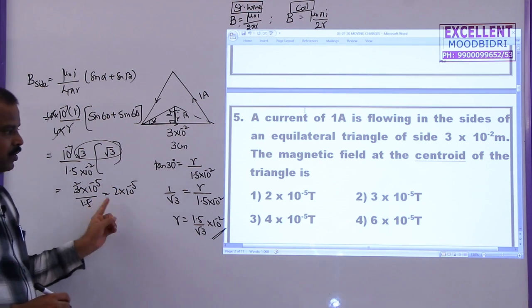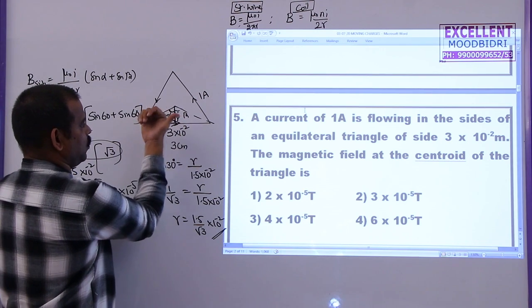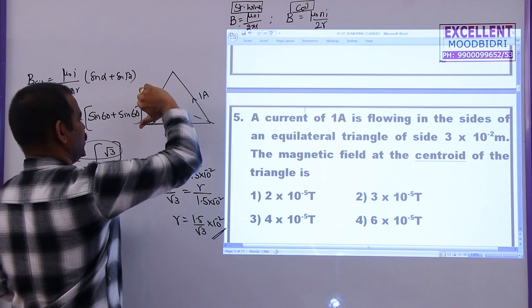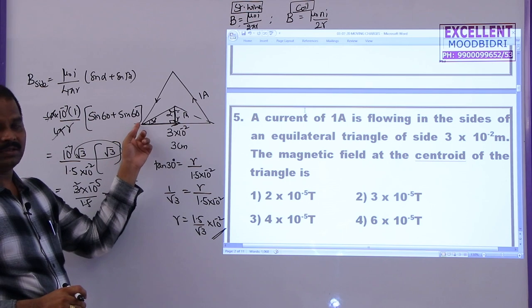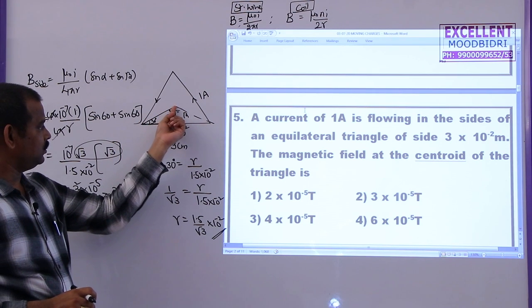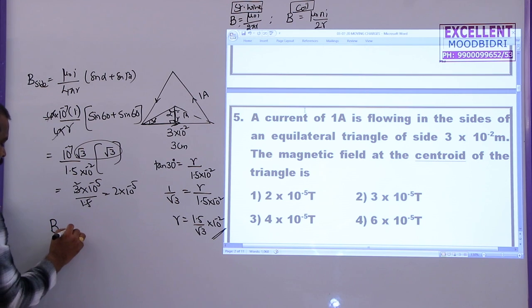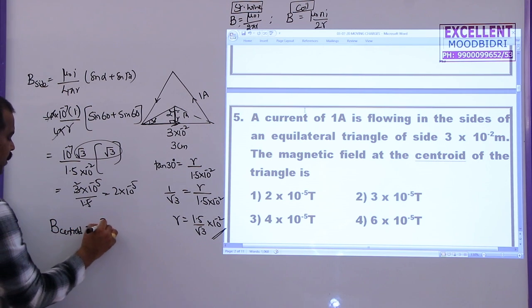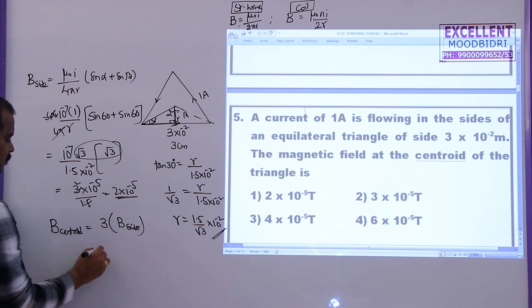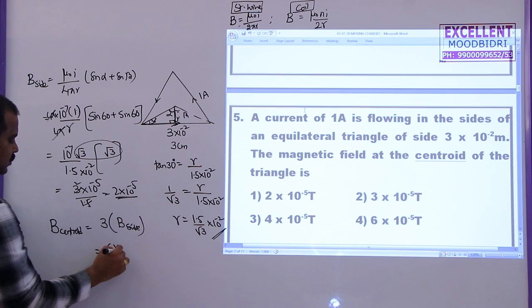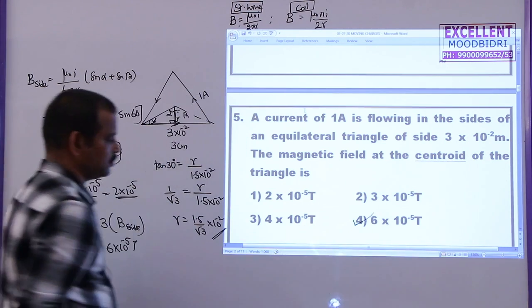This is the magnetic field due to one side. Here, if the current is flowing like this, the field is outwards. Here the field is outwards, and here also the field at the center is outwards. So all these three sides will produce magnetic field at this center which are acting outwards. So the net magnetic field at the centroid of this triangle is given by 3 times the magnetic field due to each side, 2 into 10 power minus 5. So 3 into 10 power minus 5 means this will be 6 into 10 power minus 5 Tesla. So option 4 is correct.